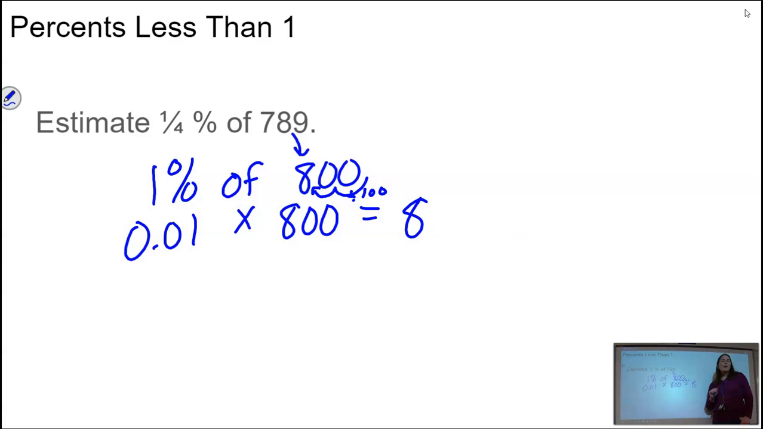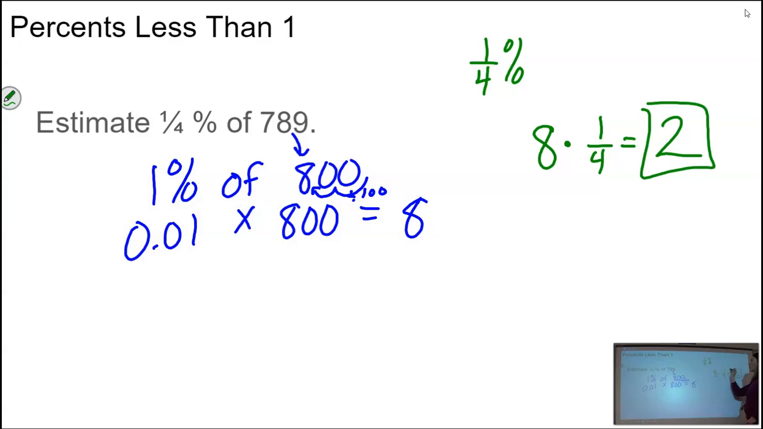Okay? So if I want to find 1/4%, then that means I need to take 1/4 of my 1%. So I need to do 8 times 1/4, or 8 divided by 4. So then I would get 2. So 1/4% of about 800 is about 2.